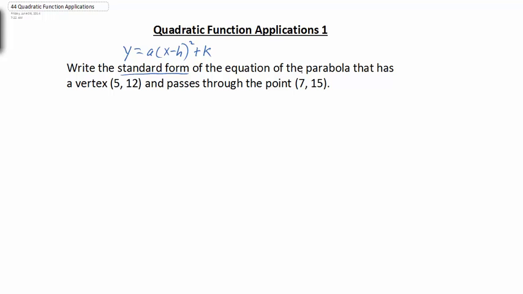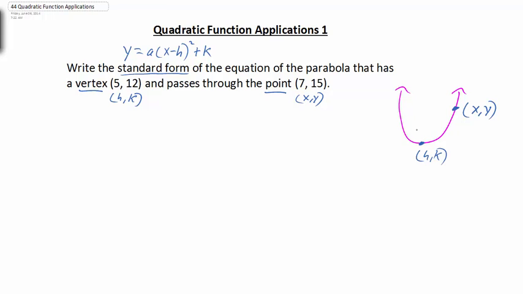So we want the standard form of the equation of the parabola that has a vertex (5, 12). Well, if that's the vertex, we know that is our h and our k, and passes through a point (7, 15). So that's just an xy point that falls on the parabola. So for example, if our parabola has a vertex of (5, 12), then here's our vertex, which would be h and k. And then we know that it has some other point at (7, 15), which would be over here somewhere.